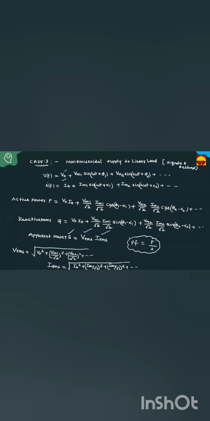If the non-sinusoidal supply is given to linear loads, current is also non-sinusoidal because the supply is non-sinusoidal. That is in signals and systems. And one more example, you take one more model here, case 4 that I am giving.